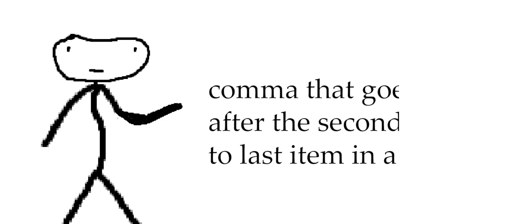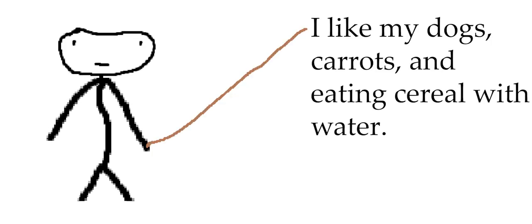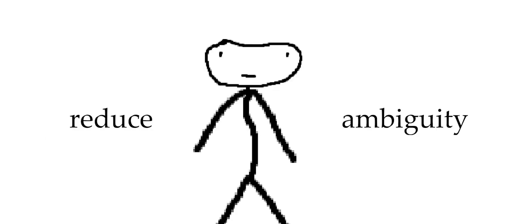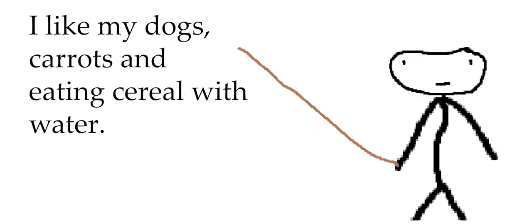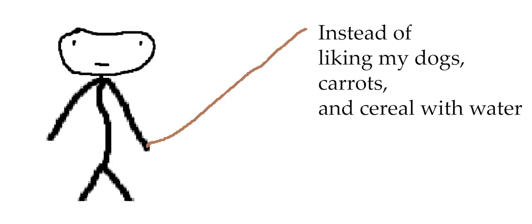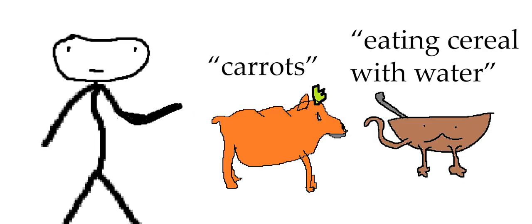Basically, the Oxford comma is a comma that goes after the second to last item in a list. One example is, I like my dogs, carrots, and eating cereal with water. The Oxford comma is used to reduce ambiguity. If we took the Oxford comma away from that last sentence, we get, I like my dogs, carrots and eating cereal with water. This changes the whole meaning of the sentence. Now, instead of liking three separate things, I now like my dogs named carrots and eating cereal with water.